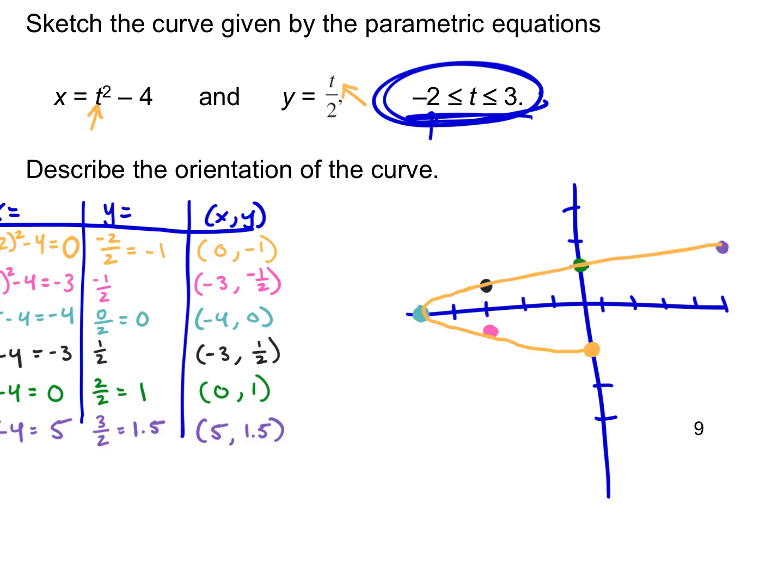So next we got to draw the orientation. The orientation is the arrows. So I started from the orange, I went to the pink, so I'm going to put an arrow there. From the pink, I went to the teal, so I got to put an arrow there. From the teal, we went to the black, so we got to put an arrow there. Black to the green, and then green to the purple.